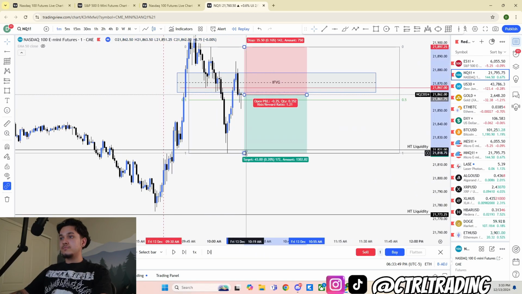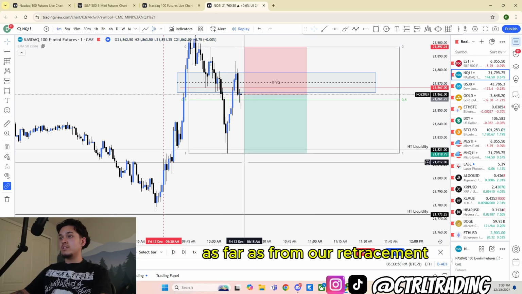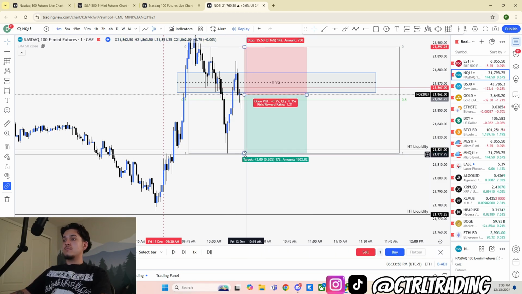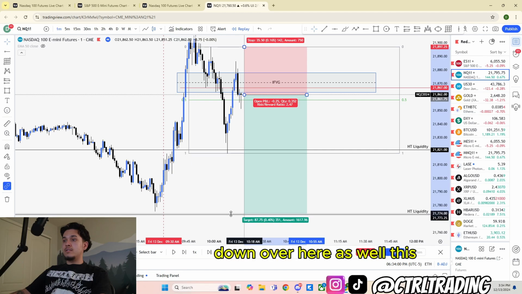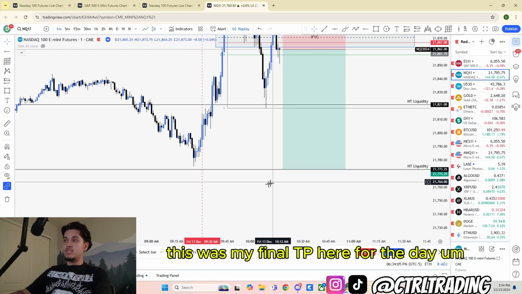Targets. This was a target of mine. That liquidity, that low side liquidity that we had created from our retracement. Down over here as well. This was my final TP here for the day.